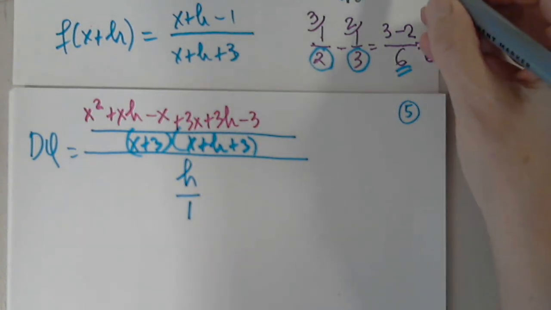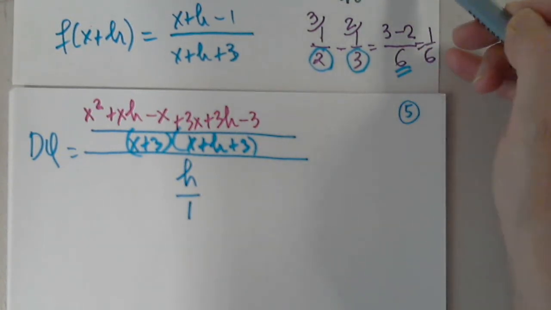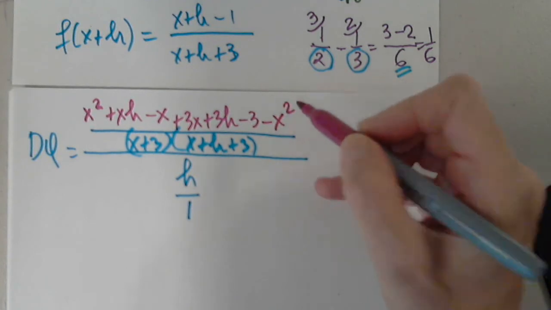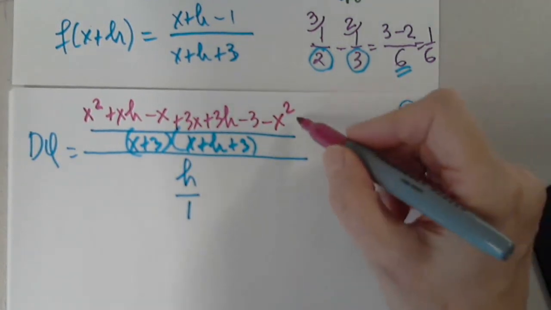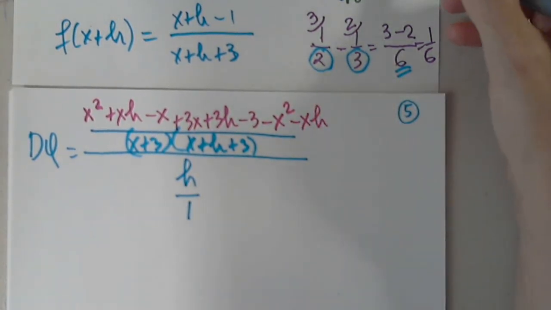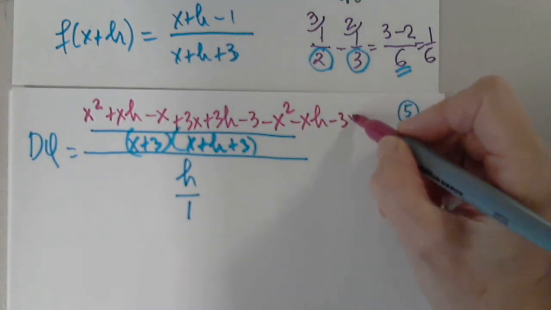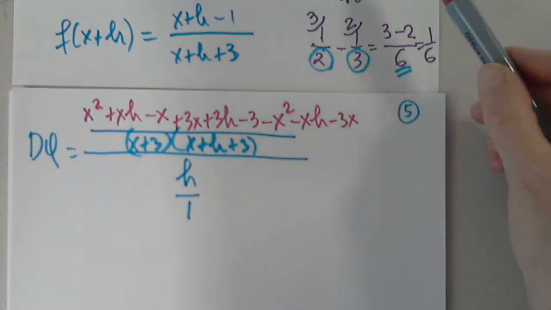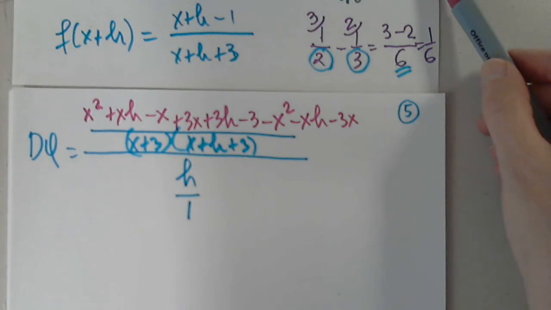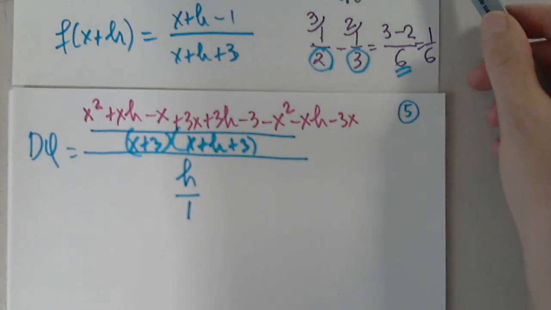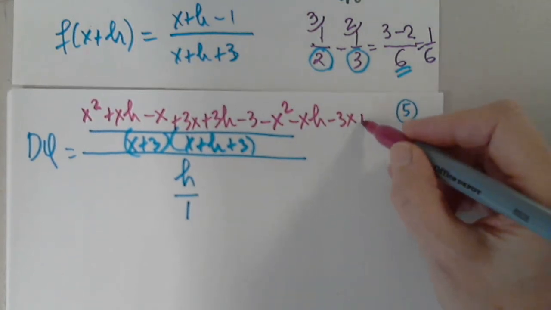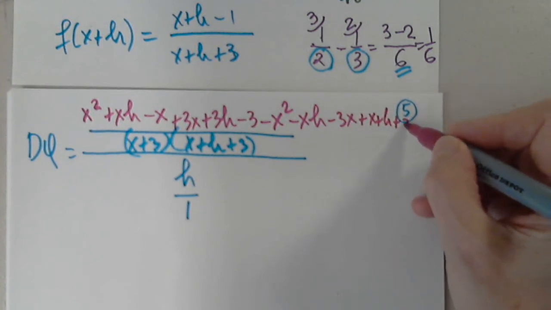Now I reach the minus. Negative x times x, negative x squared. Negative x times h, negative xh. Negative x times 3, negative 3x. Finally, negative 1 times negative 1 is positive 1 distributed to x plus h plus 3. I just copy x plus h plus 3.